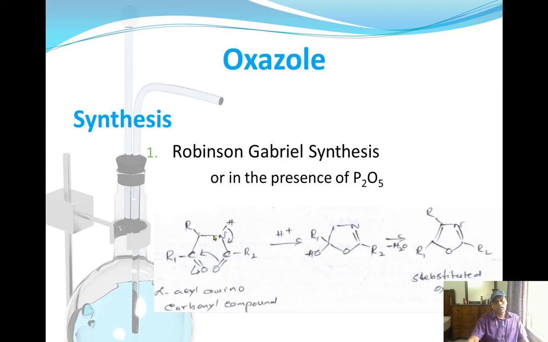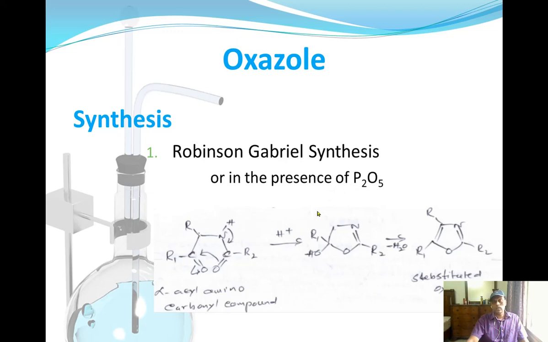And on the other side you can see the carbonyl compound, so that's why it is an alpha acyl amino carbonyl compound. This is subjected to an acid, here an inorganic acid or a strong acid. Instead of this acid you can take phosphorus pentoxide for the reaction.